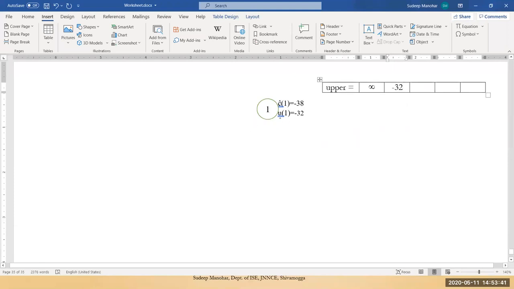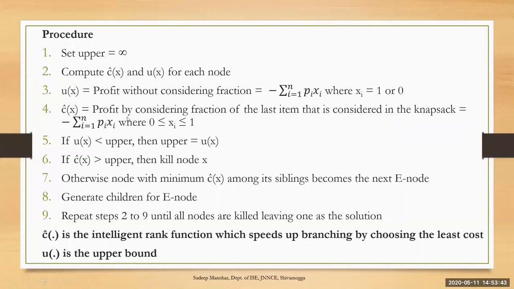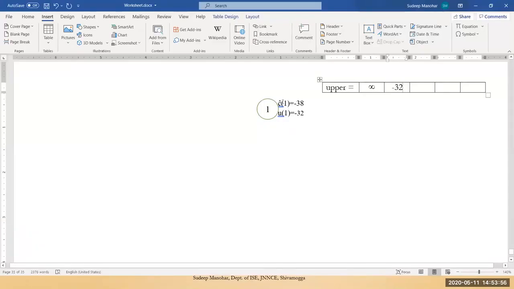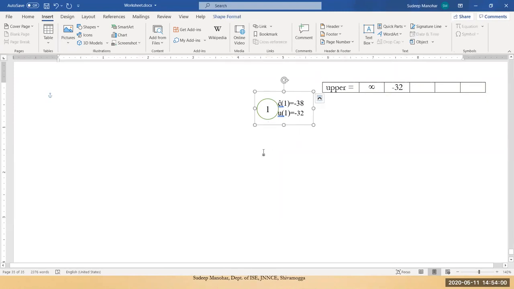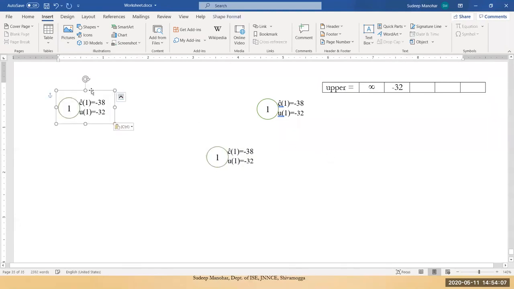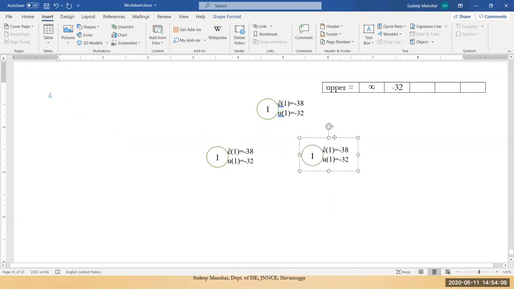Now, in the next step, there are no siblings for the root node to compare. Therefore, whatever c of x is there, that is considered as the E node. For the root node, you are not comparing any minimum because there is only one c of x. Therefore, it is considered as the E node, and you continue with that. Write 2 children for this node: one left child, the other one the right child.